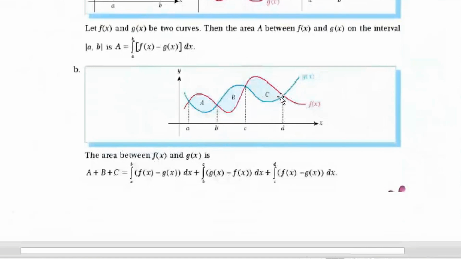Now, on the third one, we have the upper graph now is f of x, and the lower graph is g of x. That's why we have f of x minus g of x dx. So in other words, upper graph minus the lower graph. So be careful in analyzing the graph.